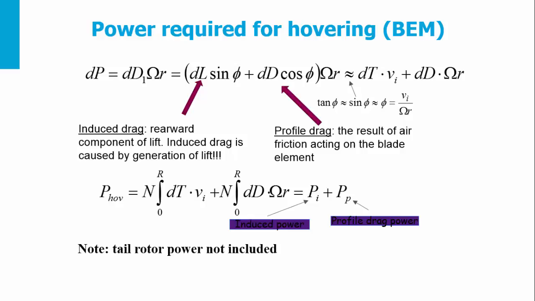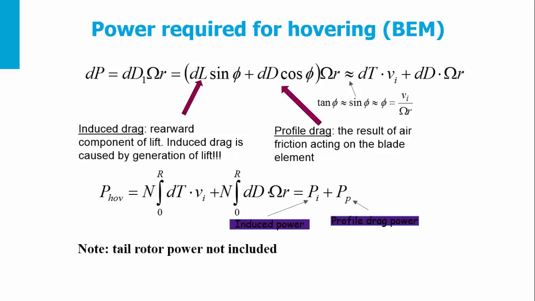The first component is the so-called induced drag, which is the rearward component of the lift. Therefore, don't forget, induced drag is caused by the generation of lift. The second term is the so-called profile drag, the result of air friction acting on the blade.